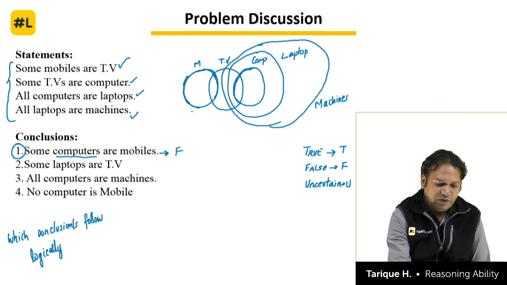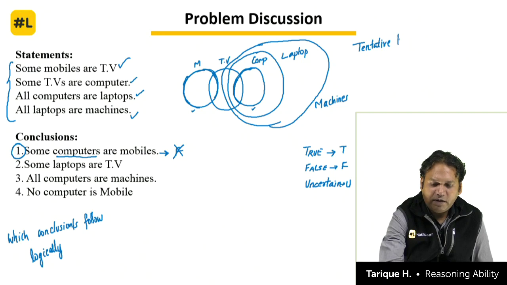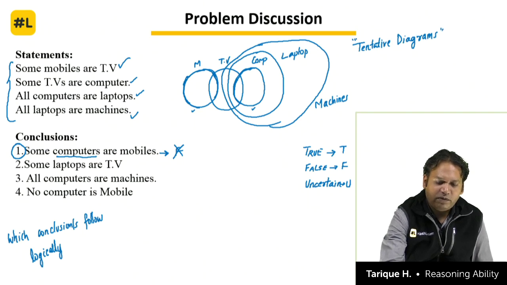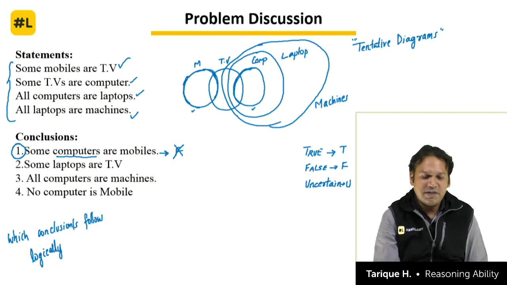Can we say this statement is false? Just see. The mobile circle, we know very clearly, is not overlapping with the computer circle. So can we say some computers are mobiles is false? No, it is not false. We don't know. The diagram that you have made is only a tentative diagram. Please understand this. It is one of the possible diagrams that we can make for this particular case. I'm not going to spend my time or your time making all the diagrams. We just make the basic diagrams following the statements, and from that itself we can come up with the answer.